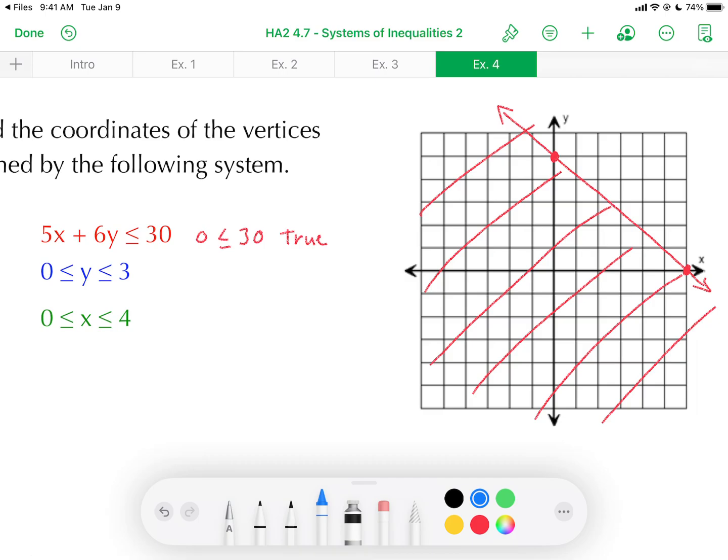Second inequality, y is between 0 and 3. So I'm looking for all ordered pairs whose y coordinates fit that criteria. So this is where you'd get two horizontal lines, right? You'd have one right here on the x-axis, and you'd have one right here. And you'd shade in between, right?